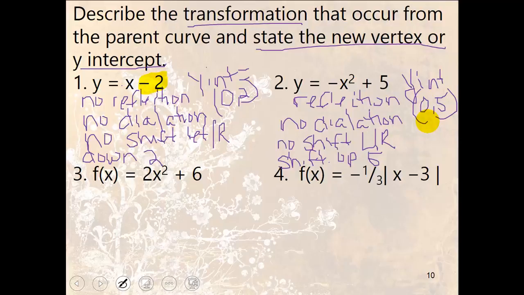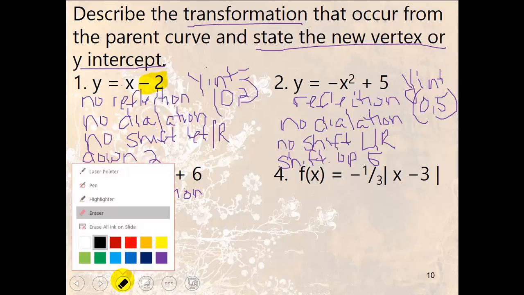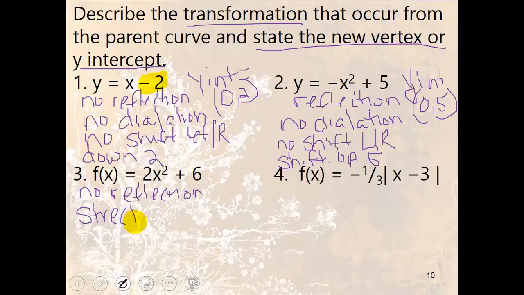Number 3, do I have a reflection? No, so no reflection. Do I have a dilation? Yes. I have a stretch because 2 is bigger than 1. Stretch. Can't spell, can't write. It's 11 o'clock at night. Okay, it's a stretch because A is bigger than 1.